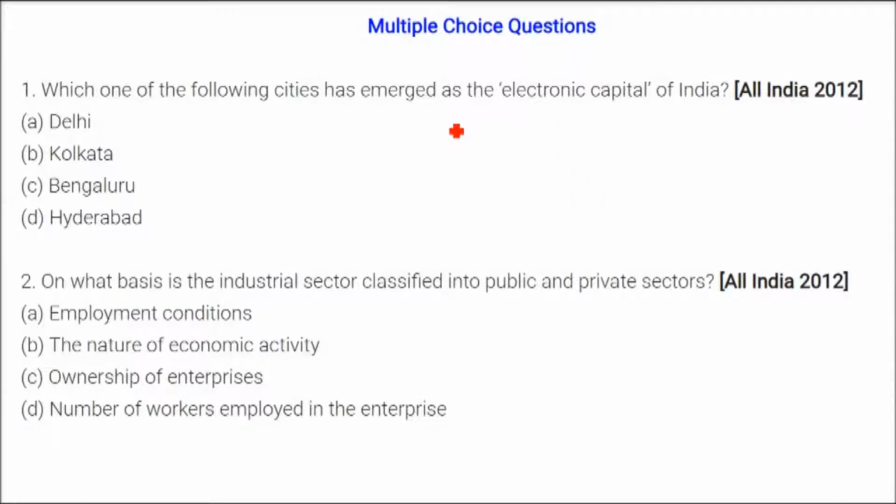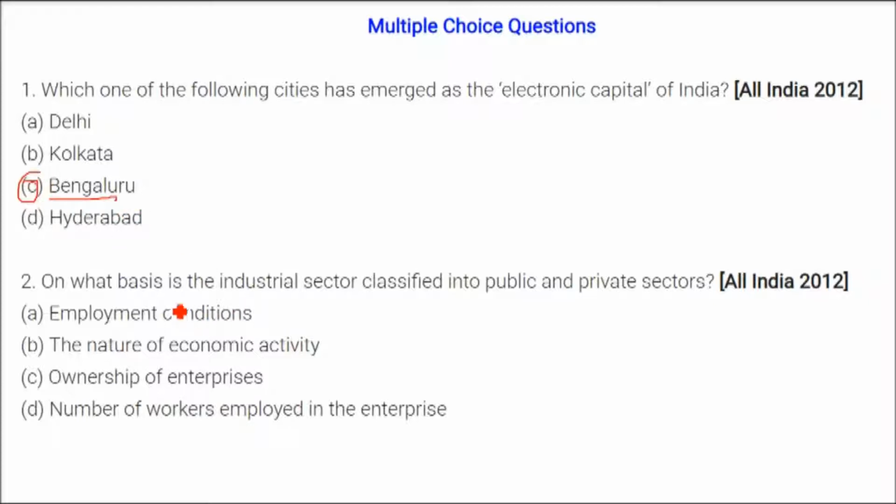Now coming to the multiple choice questions. The first one is, and this includes the NCERT questions also of the textbook and others also. So let us take them one by one. Which one of the following cities has emerged as the electronic capital of India? And the answer is Bengaluru.